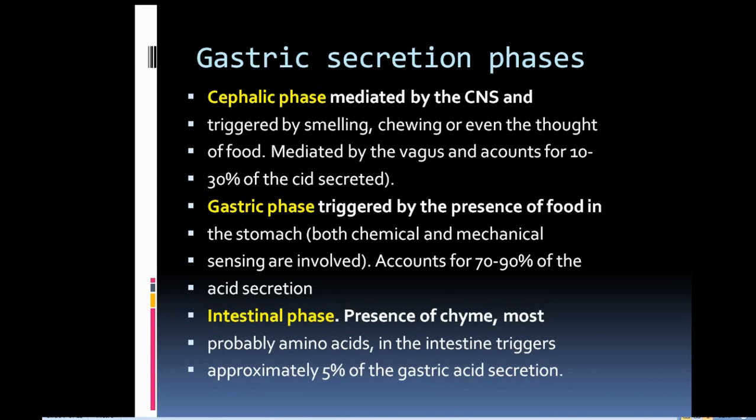Intestinal phase. It is the presence of the chyme, most probably amino acids, in the intestine that triggers approximately 5% of the gastric acid secretion.